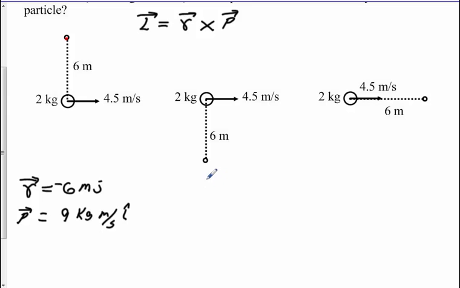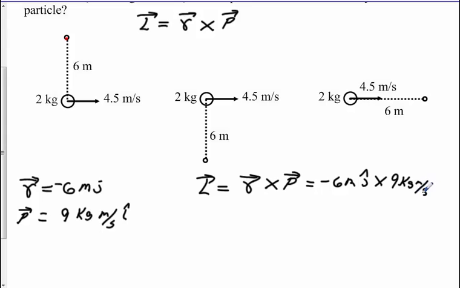Now, if I do the angular momentum, again, it's going to be r cross product into p. Again, you cannot reverse these. If you do, you're going to get your vector going in the opposite direction. So when I do that, I will get negative 6 meters j hat crossed into 9 kilograms meters per second i hat. And when I do that, that's going to give me 54 kilograms meters squared over seconds. And that's going to be k hat. Now you may ask yourself, why didn't I get a negative?